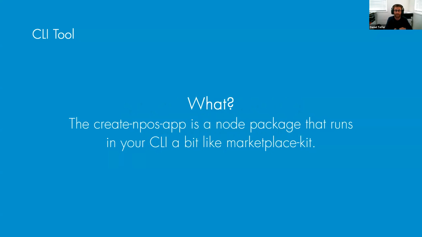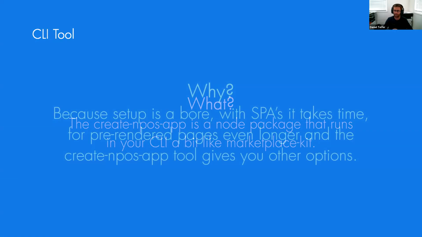So what is the CLI tool? Well, it's a node package that runs on npm, and it works a bit like Marketplace kit. So you use your CLI, whatever CLI you've got, say Visual Studio Code, and you type in npm, and you're not installing it because it's actually a code runner rather than an installer. So npm has a thing called npx, and that runs a package rather than installing it. And we'll see what that is in a minute when we go through the setup.